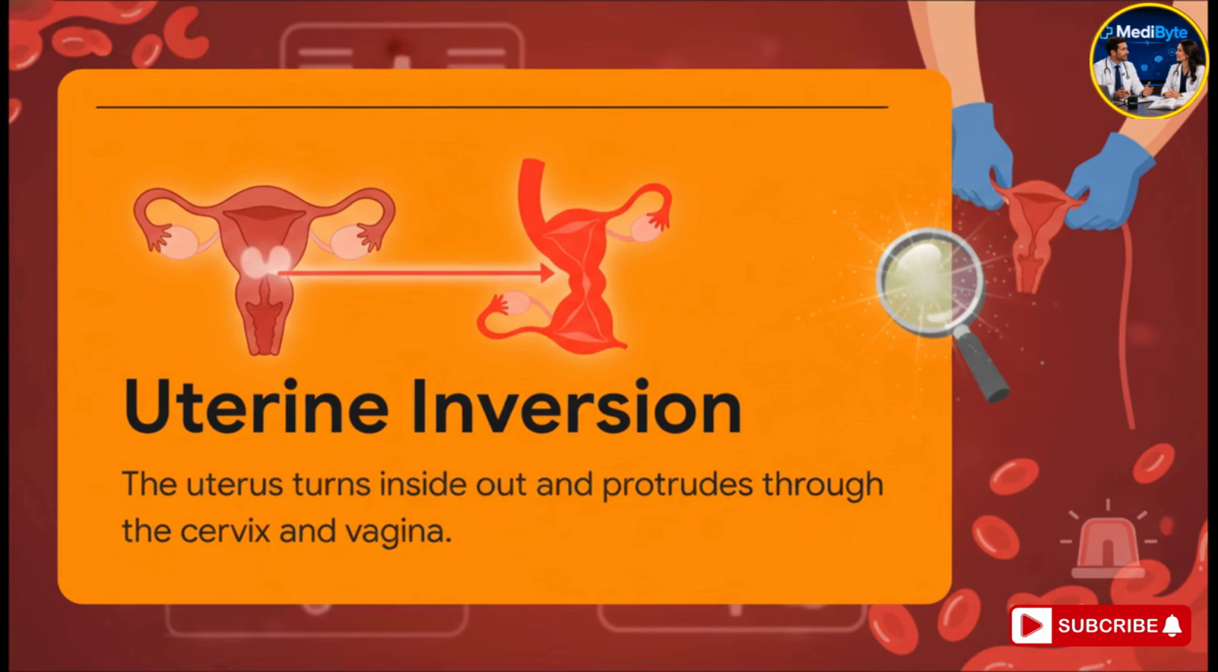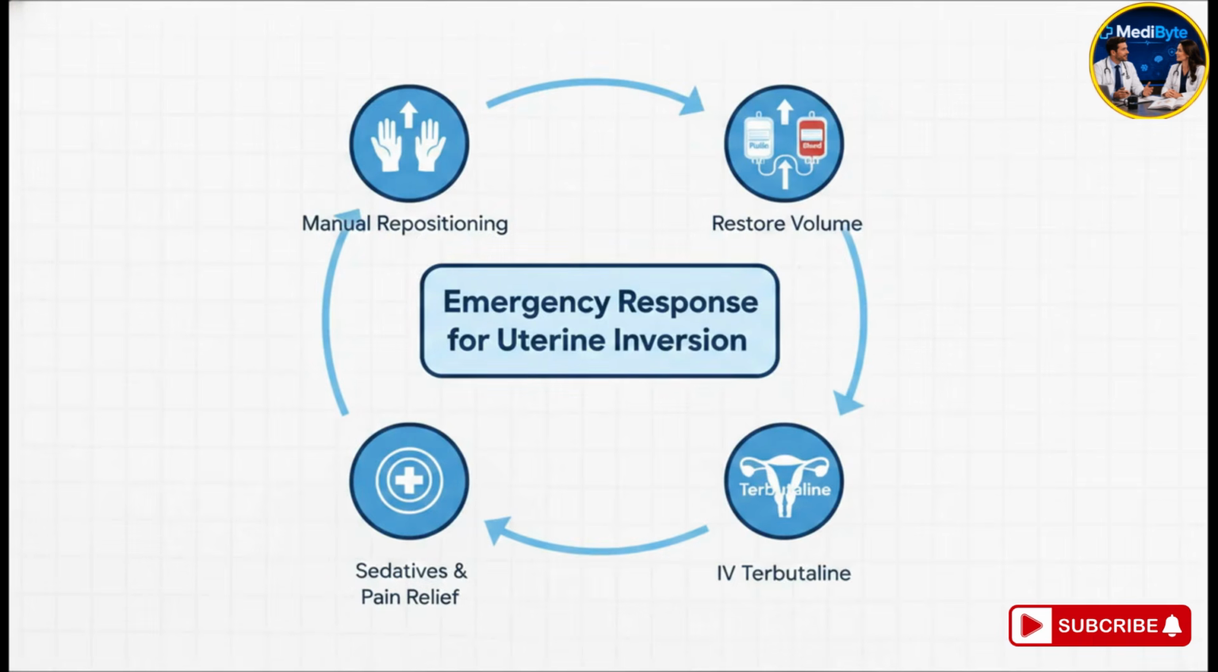It sounds shocking, right? But how does it even happen? Well, typically, it occurs during the delivery of the placenta. If the placenta is firmly attached to the uterine wall and doctors happen to pull too hard to remove it, the uterus can invert. And this is highly critical, mostly because it can lead to severe, life-threatening blood loss for the mother. But here is the reassuring part.